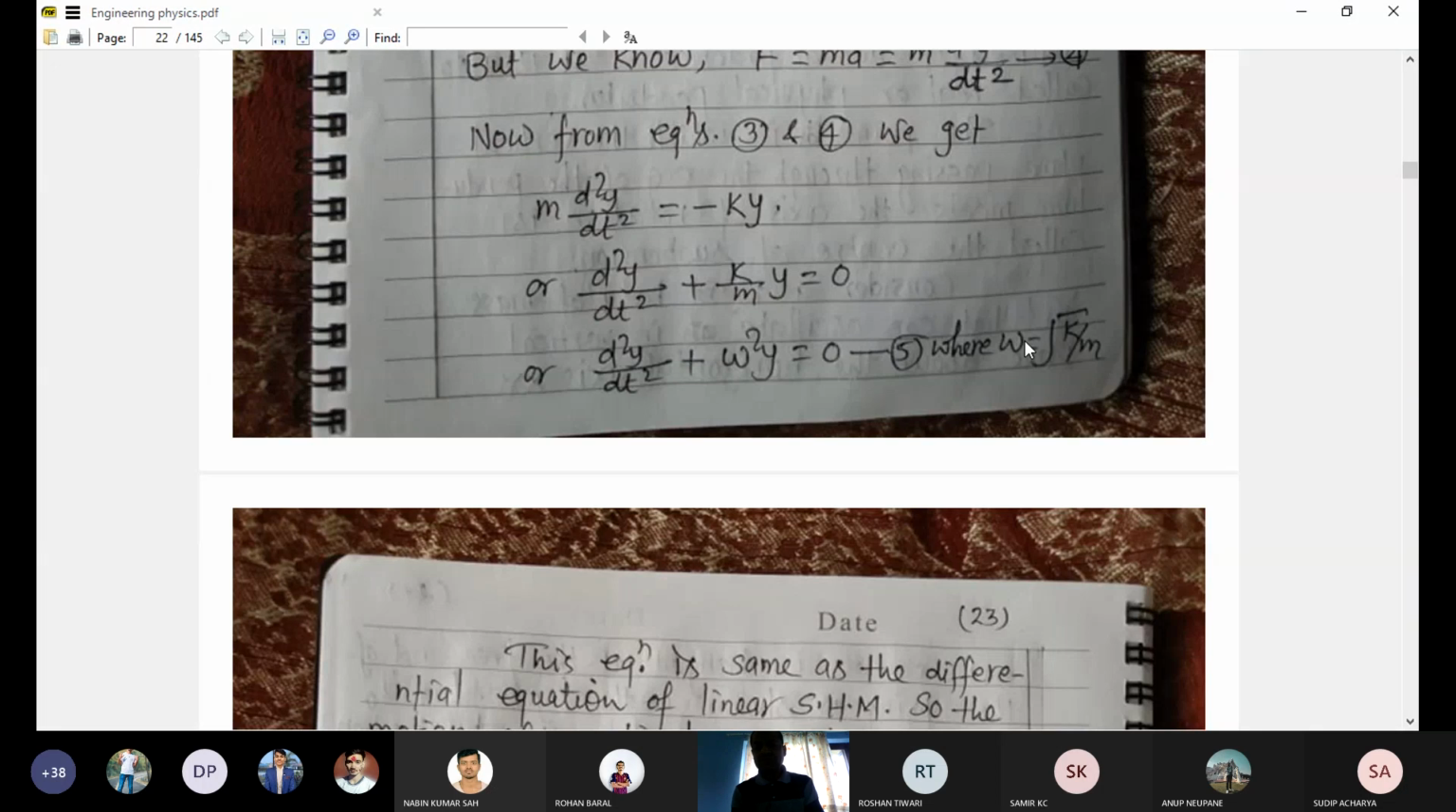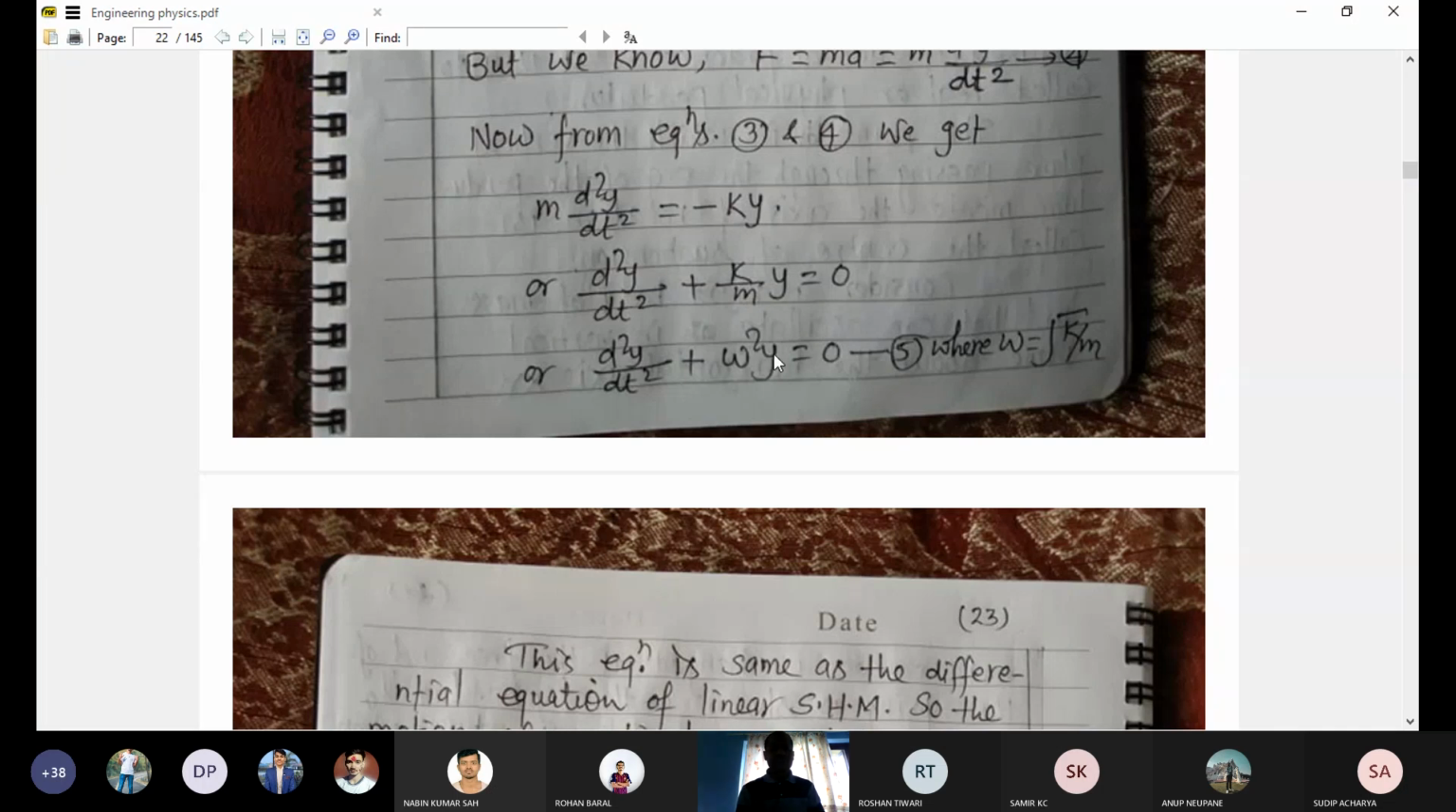And here this equation is the same as the differential equation of linear simple harmonic motion. So the motion of the vertical mass spring system is simple harmonic motion. In this way, we can easily verify the motion of the vertical mass spring system is also simple harmonic motion.